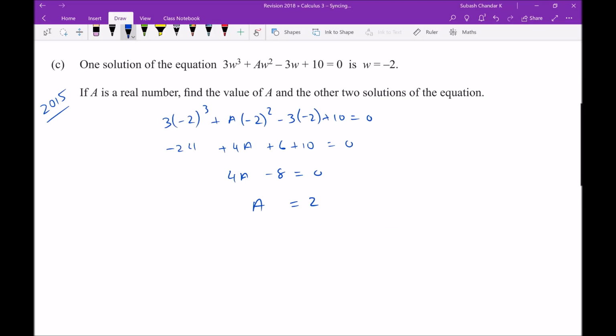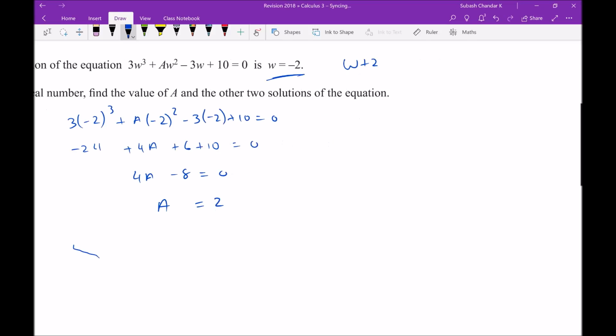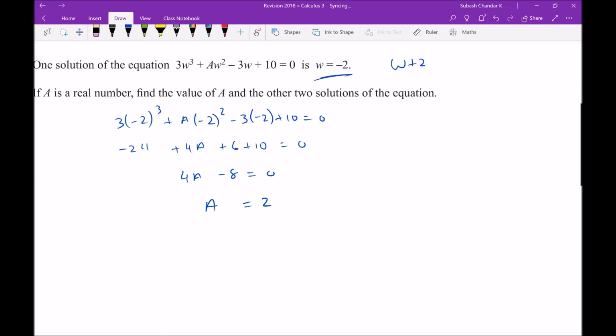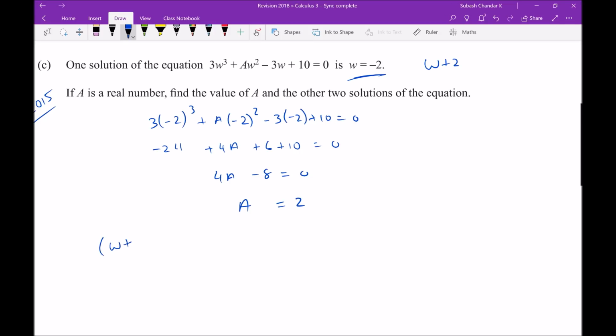So what I would do is this. I know that w minus 2 is a solution. If w minus 2 is a solution, then w plus 2 is actually a factor. So then we can write this as w plus 2 multiplied by a quadratic, which is going to equal 3w cubed plus 2w squared minus 3w plus 10. Do you guys agree with that?